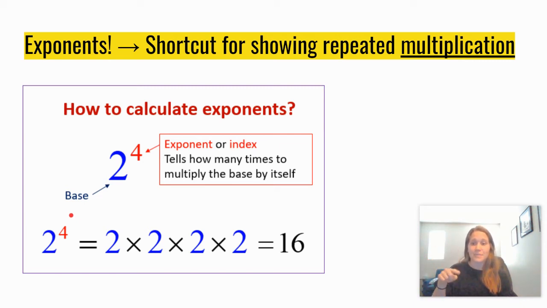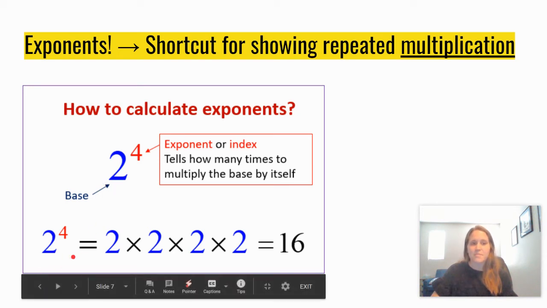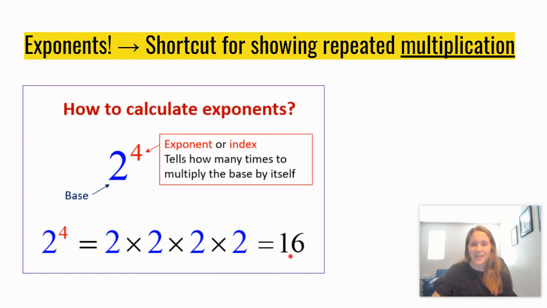So 2 times itself. The exponent, or sometimes called the index, tells us how many times to multiply that base by itself. So when I see 2 to the power of 4, or 2 to the 4th power, I know that means 2 times 2 times 2 times 2. 2 times itself, how many times? 4 times, right. So if I do that multiplication, I get 16, okay?